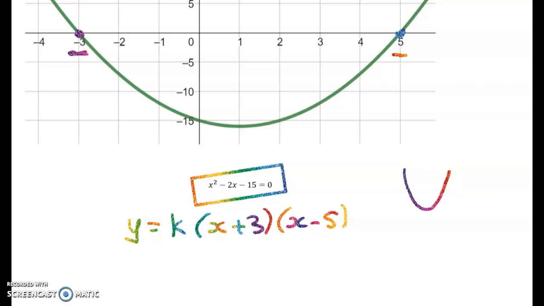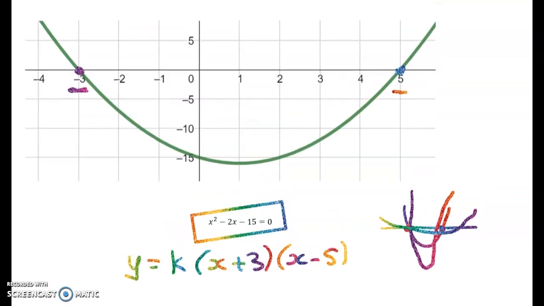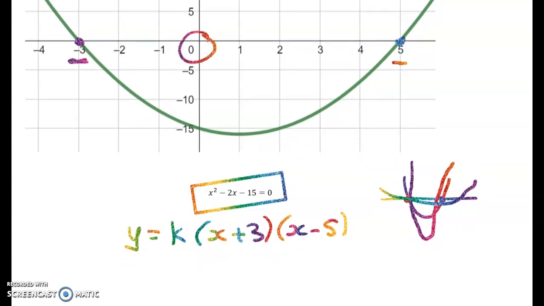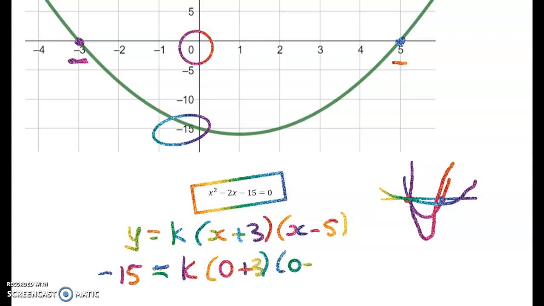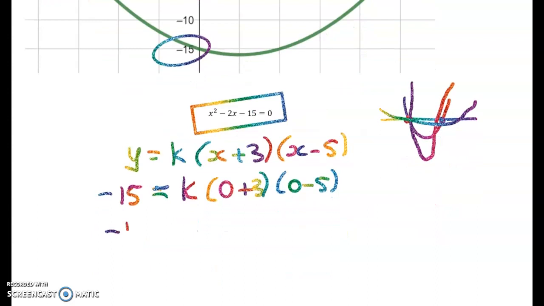In other words, have I got a parabola that looks like this? Or is it one that goes through those same two points, but it's less stretchy, or is it one that looks like that? But in this case, we can see that if we substitute x equals 0, we get this value here of negative 15. Now we're going to spend some more time on this when we get to our graphing topic, but we might as well do this now. So negative 15 is my scale factor times 0 plus 3 times 0 minus 5. Negative 15 is equal to k times negative 15, so k is just equal to 1.